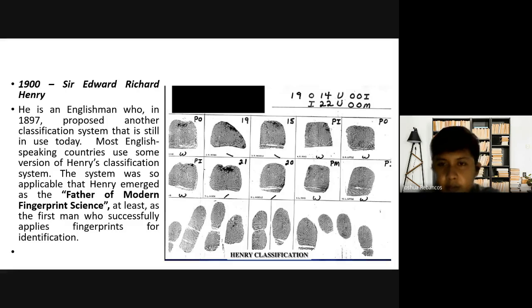Ito naman, ito na yung ginagamit natin ngayon sa Soho at sa iba pa. Tinatawag natin yung Henry system of fingerprint or Henry classification. Sir Edward Richard Henry is an Englishman who in 1897 proposed another classification system that is still in use today. Most English-speaking countries use some versions of the Henry classification system. Ito, the father of modern fingerprint science, siya si Edward Richard Henry. At least the first man who successfully applied fingerprints for identification.